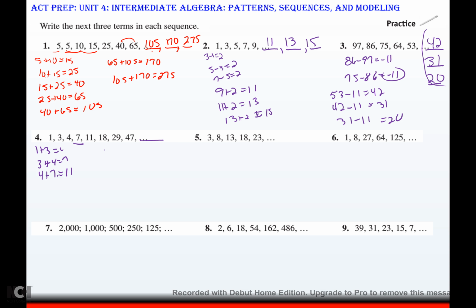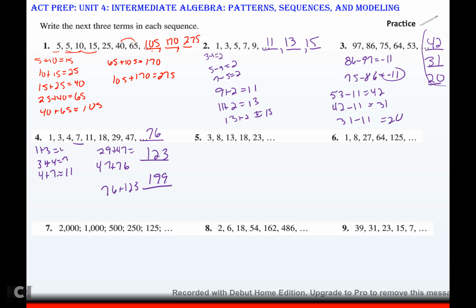So to get my next term, I'm going to add 29 and 47, which would be 76. Okay, to get my next one, I'm going to take 47 plus 76, and I get 123. And to get my third one, I'm going to take 76 plus 123, which is 199.